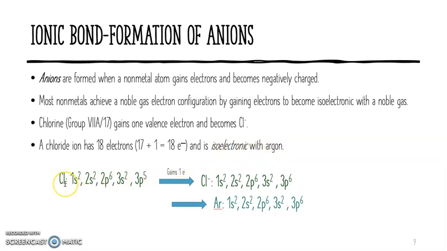If you write the electron configuration of chlorine as 1s2, 2s2, 2p6, 3s2, 3p5, when it gains an electron, that electron goes into 3p5 and therefore becomes 3p6. This, the electron configuration of chloride ion, is the same as the electron configuration of argon.